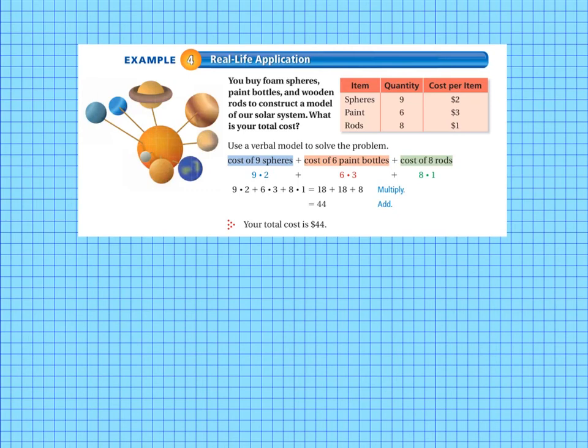Example 4 is our real-life application. You buy foam spheres, paint bottles, and wooden rods to construct a model of our solar system. What is your total cost? So in the table, you have all of your information. It says use a verbal model to solve the problem. When you see this term verbal model, it means that you are going to use the words to create a numerical expression, which you should know what that is because we talked about it earlier in the lesson.